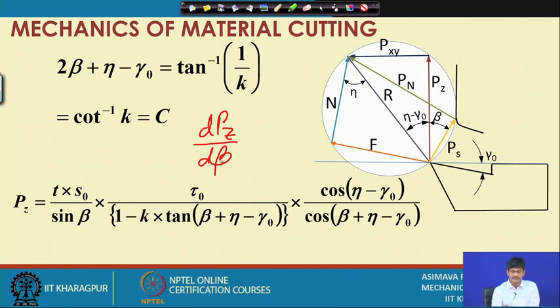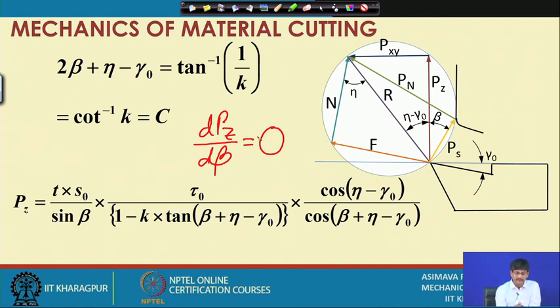Here, as you can well understand, all terms which are not containing beta will be treated as constants. So, you might be having only two terms: one is sin beta and another is cos of beta plus eta minus gamma o, and of course, another term, that is 1 minus k into tan of beta plus eta minus gamma o, in the denominator to be differentiated. Okay. So, I am sure you will be able to do it yourselves. I am not including the formal discussion here.